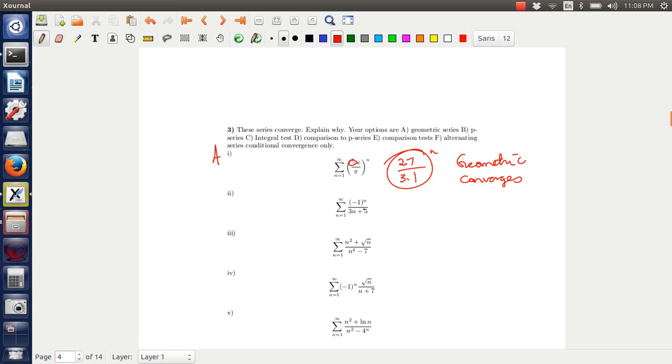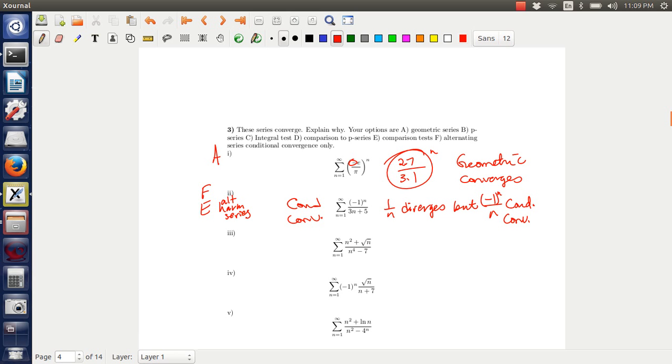Here, this 1 over n diverges, but minus 1 over n, where this one toggles, conditionally converges. And so we're going to say conditional convergence because it's similar. Okay? And that will be F or E, depending on whether you're saying alternating series, conditional convergence only, or if you're saying comparison test to the alternating harmonic series.